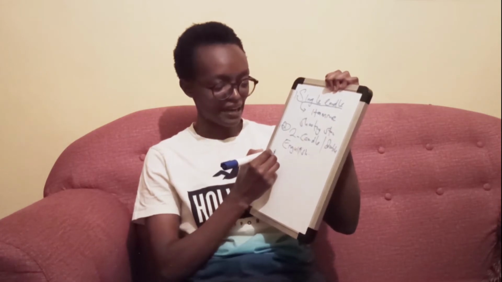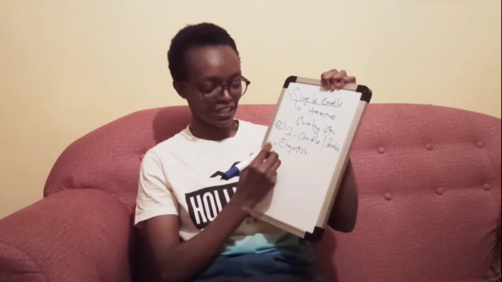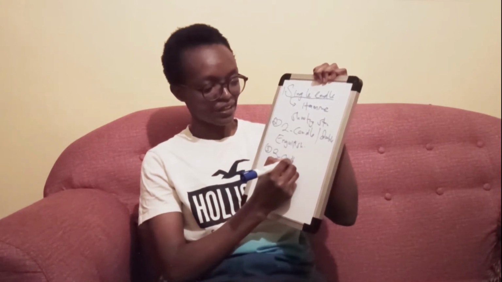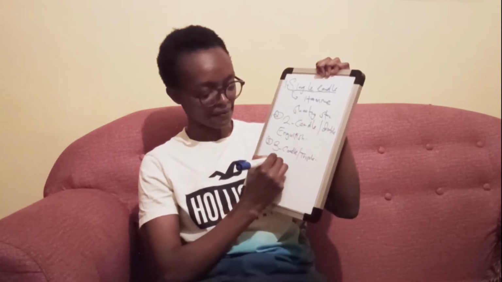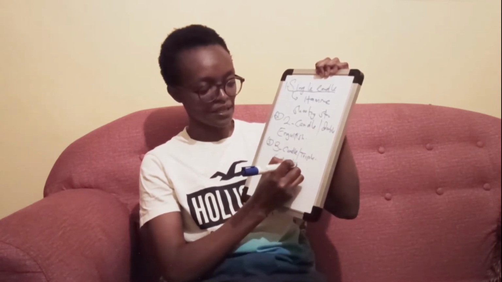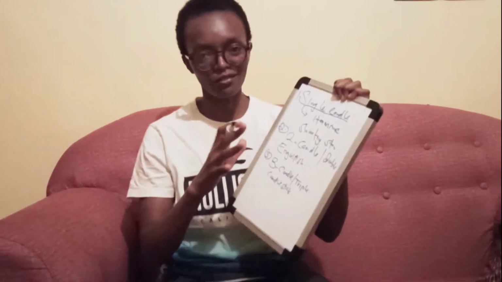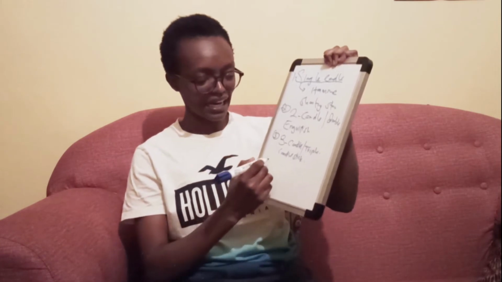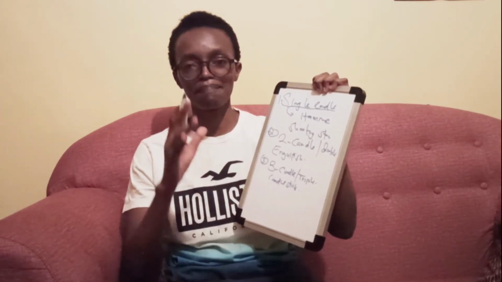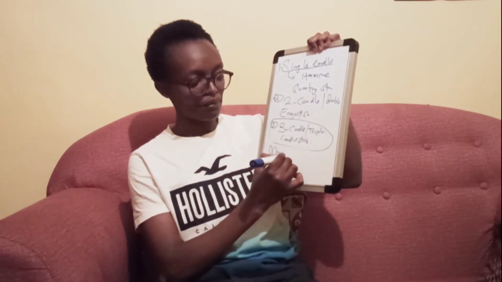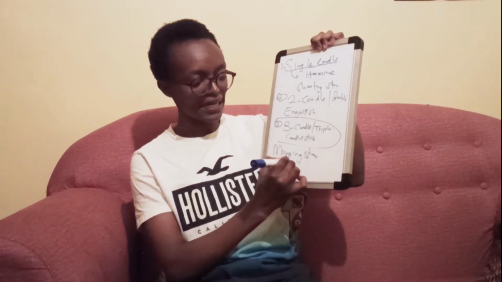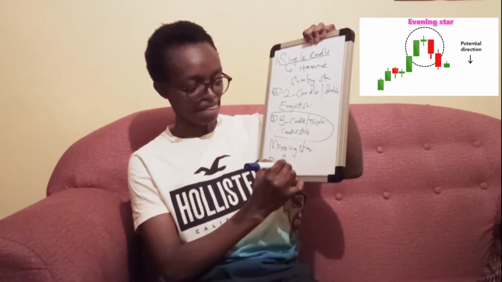Now we're going to get a bit more complex and look at three candlestick patterns, or we can maybe call this the triple candlestick pattern. This brings us to the last part of this video. For this section, we're going to look at what is called the morning star pattern and the evening star pattern. So let's start with the first one, which is the morning star pattern.